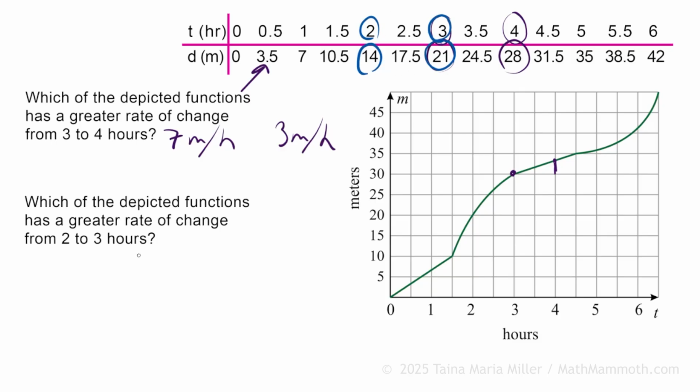So let's write it down here. And then this other one, 2 hours, it is at 20 meters, 3 hours here at 30 meters. So there's an increase of 10 meters in that 1 hour. So therefore this function has now the greater rate of change here from 2 to 3 hours. All right, let's go on.